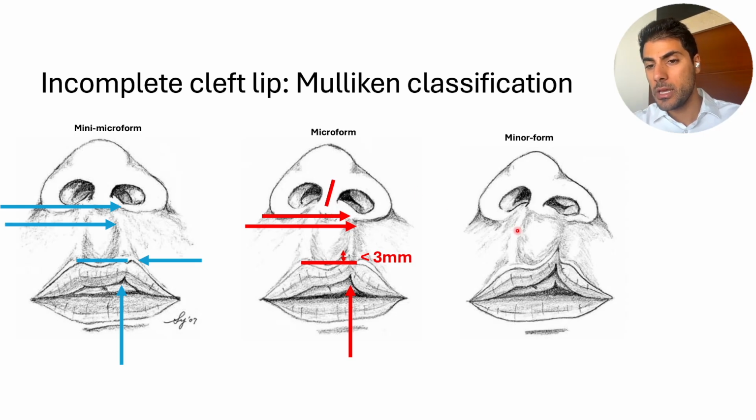And finally, as for the minor form, as we can see here, all features are even more exaggerated, and what really defines it is the height of more than 3 millimeters in the difference in Cupid's bow peak, as it's different in height to the contralateral side.